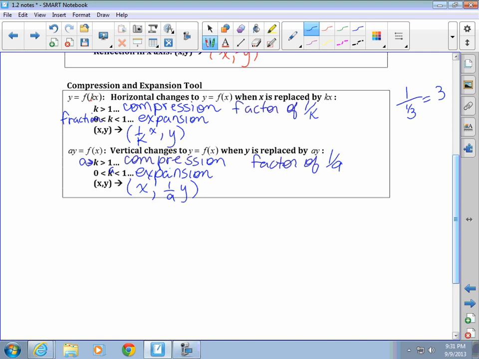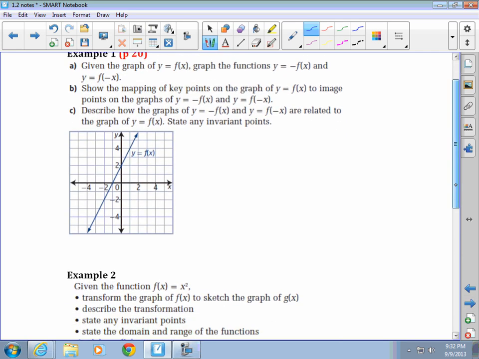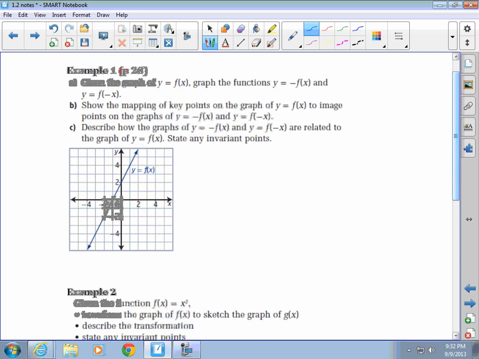Okay, so now we have our little tools for doing reflections and compressions and expansions. So try to do them on some examples. It says, given the graph of y equals f(x), graph the functions y equals negative f(x) and y equals f of negative x. So we're going to do both of them, where we just put the negative sign out here, which is the same as saying negative y is equal to f(x). They've already moved that over in the equation.